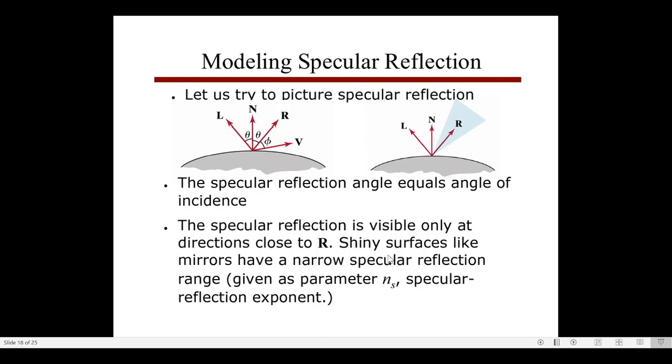The specular reflection is visible only in the direction close to R. If the viewer is nearer to R, then the viewer can observe more brighter light, and if the viewer moves away from R, then the brightness decreases. So how can we model this?